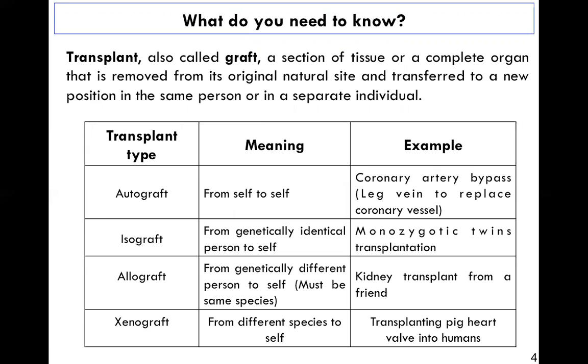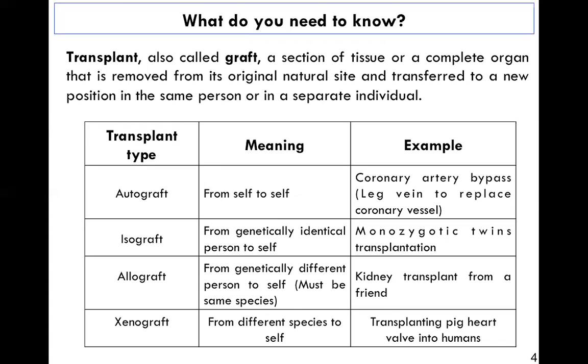So what is a transplant? It is also called a graft. We have two terminologies for that word: we call it a transplant or we call it a graft. So what does that mean? It is a section of tissue or a complete organ that is removed from its original natural site and transferred to a new position in the same person or in a separate individual. That is called a transplant. That's what we should know before starting today's lecture.